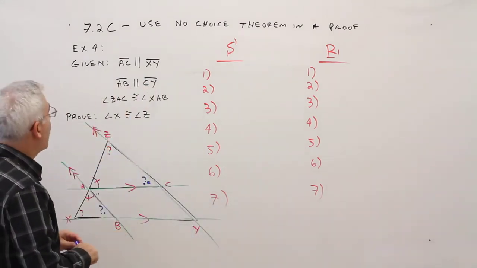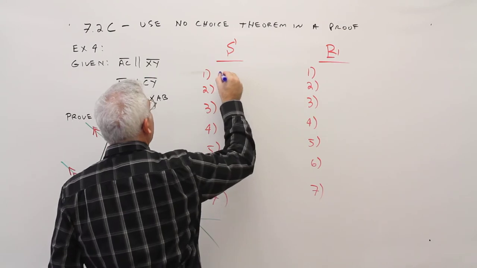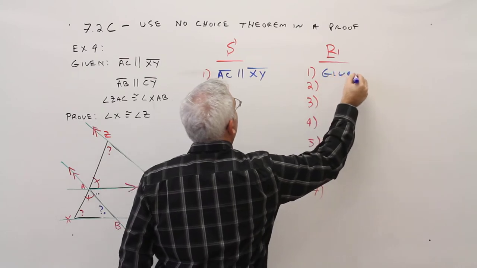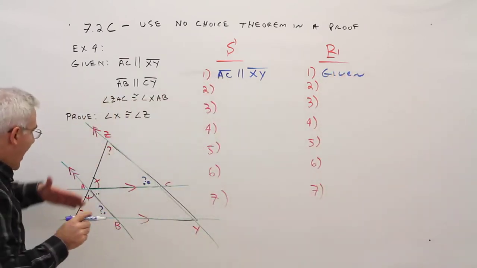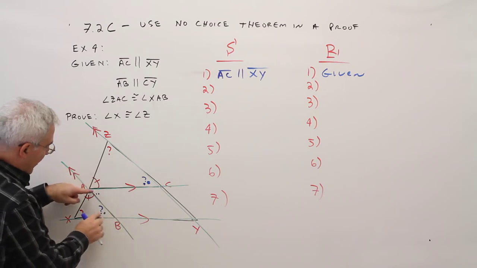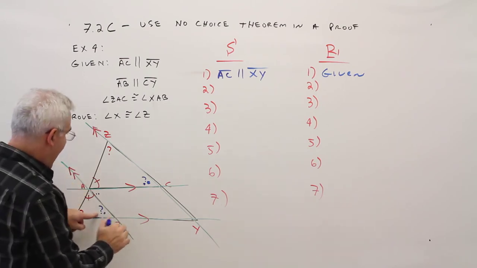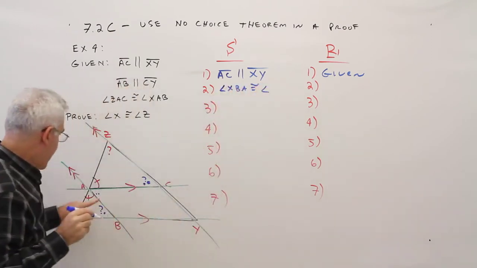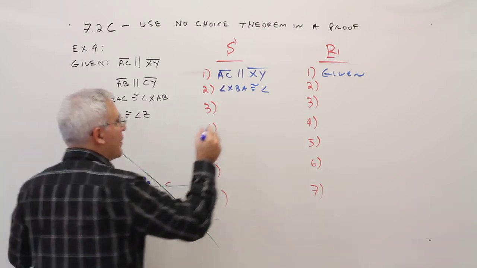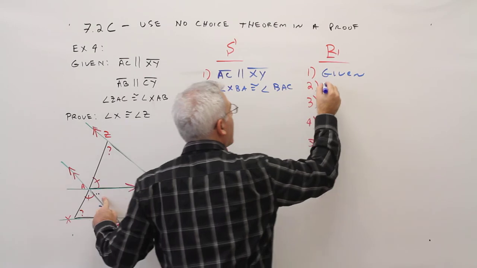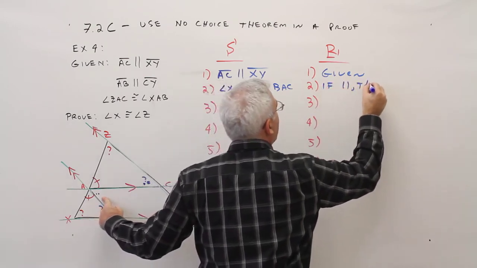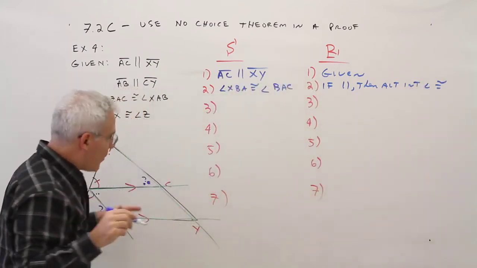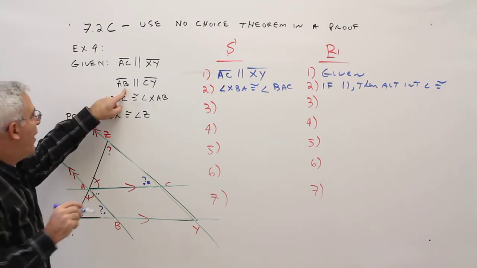So let's put it down. So I'll start with AC. It's parallel to XY. Given. Now based on that, that's how I got these angles here. So I'll call it angle XBA is congruent to angle, I'll call it BAC. If parallel, then alt interior angles congruent. Okay. So then I'm going to use the other parallel.